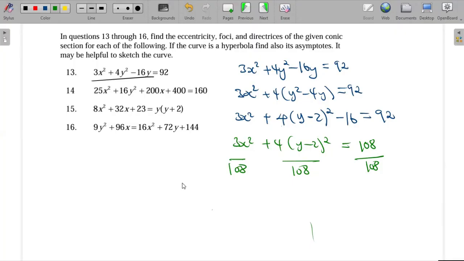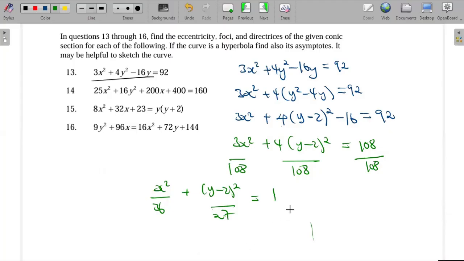Okay, that's good. So then next, you have to divide. 3 into 108 gives you 36, so you get x squared over 36, then plus 4 into 108 is 27, so you get y minus 2 squared over 27, equal to 1 on that side.